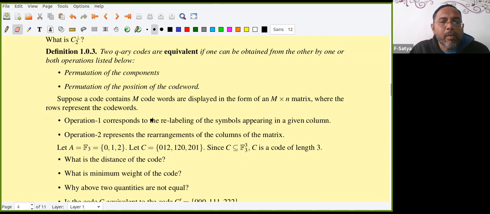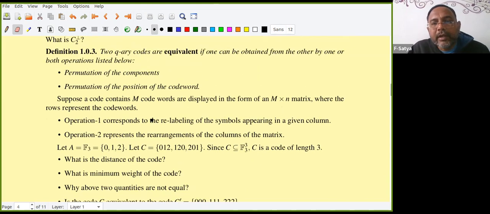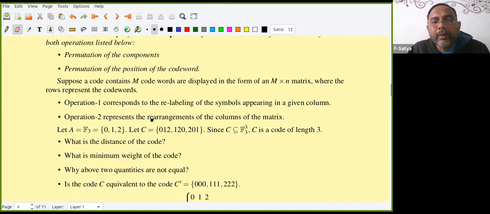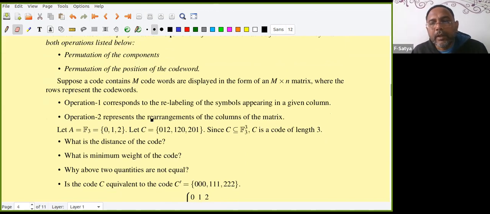Let me explain. It is not related to the generator matrix or something. It is any code, not only a linear code. Suppose the code contains some code words. Then we can put all of them as an M cross N matrix. I'm not talking about the generator matrix. When m code words are there, I can form an M cross N matrix where the rows represent the code words.